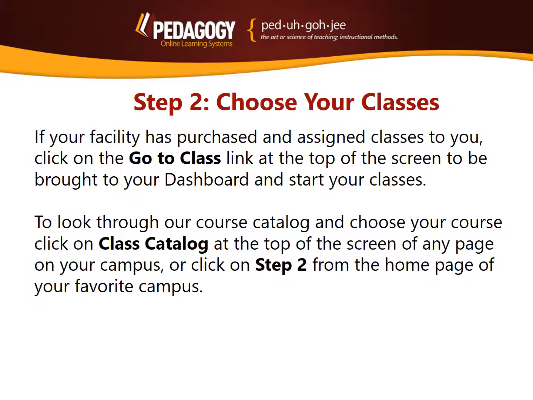If you ever want to look through and choose a class, you can follow these steps. And for any of our new users or existing users, this will be the easiest way to choose classes and walk you through the purchase process. So to look through our course catalog and choose your course, you want to click on Class Catalog, and you can find that at the top screen of any of your campus pages on the navigation bar, or if you're on a campus homepage, you can click Step 2 for getting started that says Choose Your Classes.